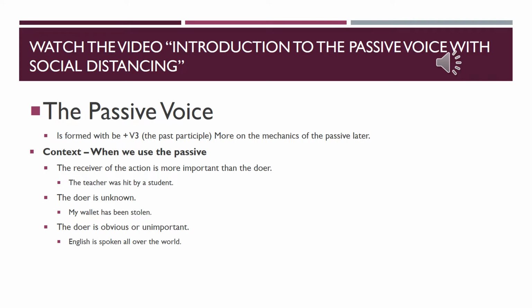But sometimes the direct object, or the receiver of the action, the person or the thing the action happens to, sometimes that word is more important than the doer. And because it's important, we want to put it in that strong position in the sentence so the reader sees it. And that position is the subject position, which is why we use the passive. This is context point number 1. The receiver of the action is more important than the doer.